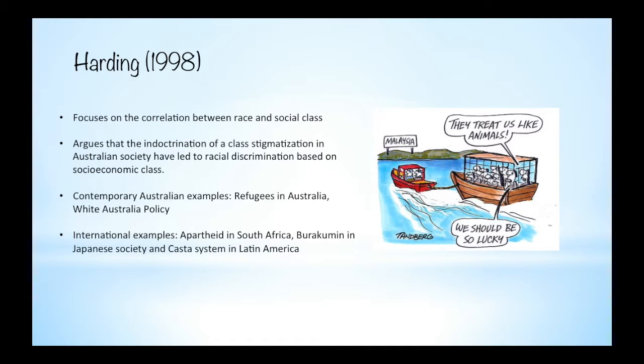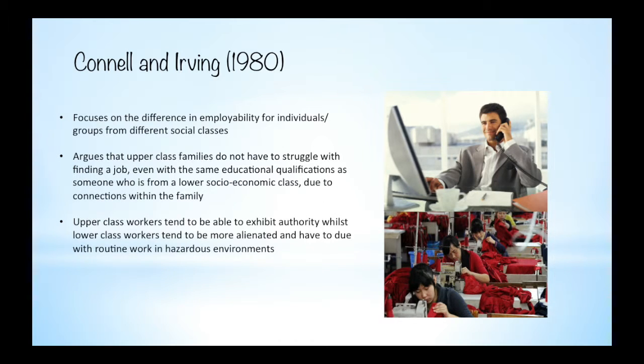this problem. Cannell and Irving have found that upper-class families are less likely to struggle when finding a job, even if their education qualification is equivalent to someone from a lower-class background who has more difficulties in securing a job. Upper-class workers tend to be able to exhibit authority, whilst lower-class workers tend to be more alienated and have to deal with routine work in hazardous environments.